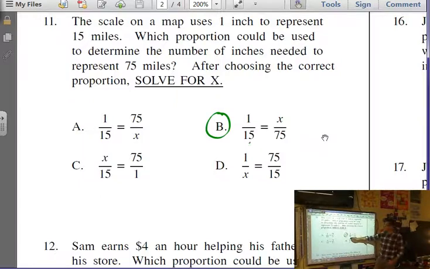So I can ask myself, how do I go from 15 to 75? Some people struggle with that. That's actually a multiplication by 5. But if you struggle, don't worry. Cross multiplication will always work.